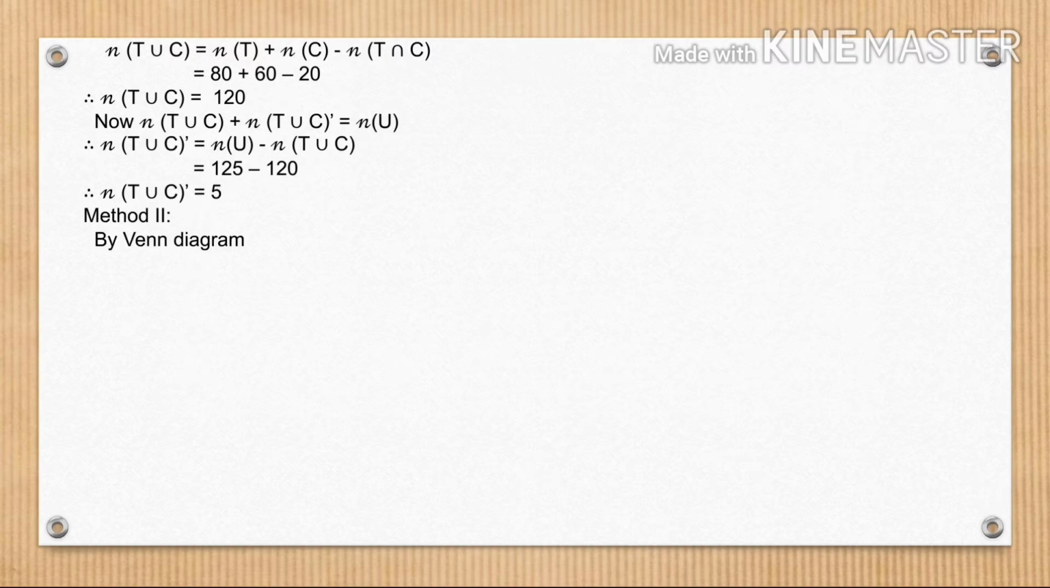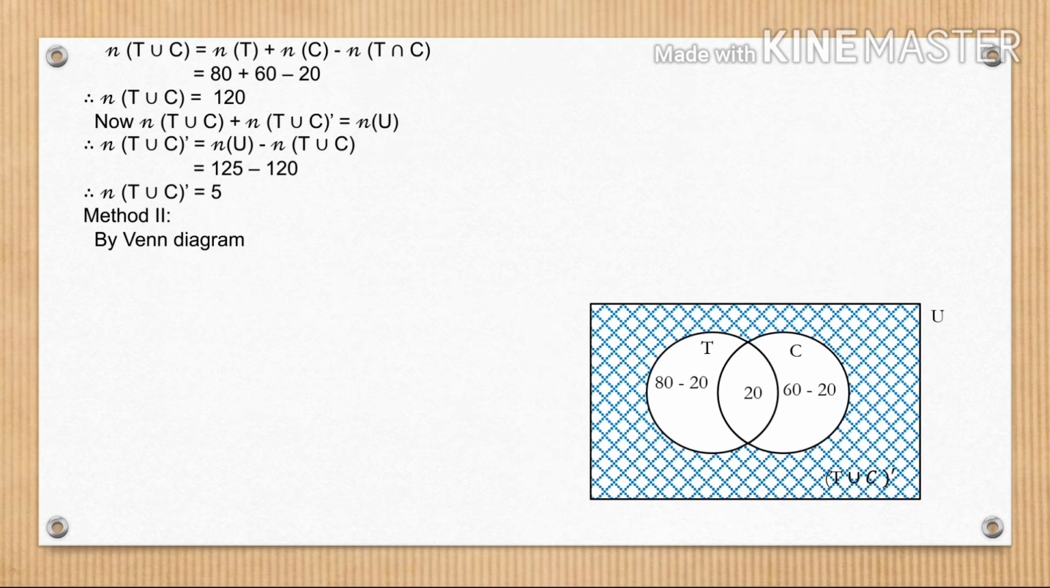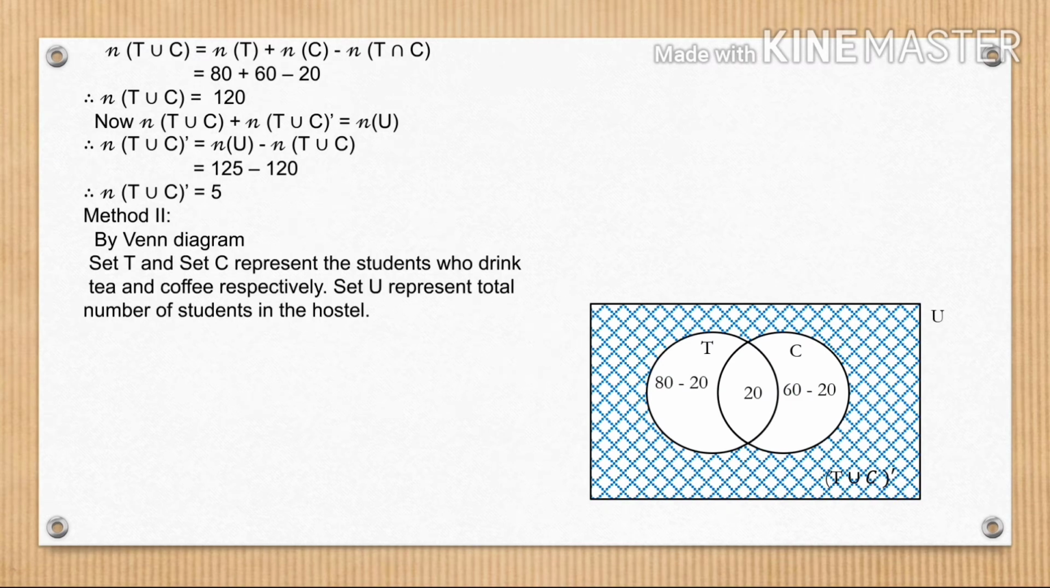Now the next method is by using a Venn diagram. So first draw the Venn diagram. Here U is the universal set, and T and C are sets that represent the students who drink tea and coffee respectively.